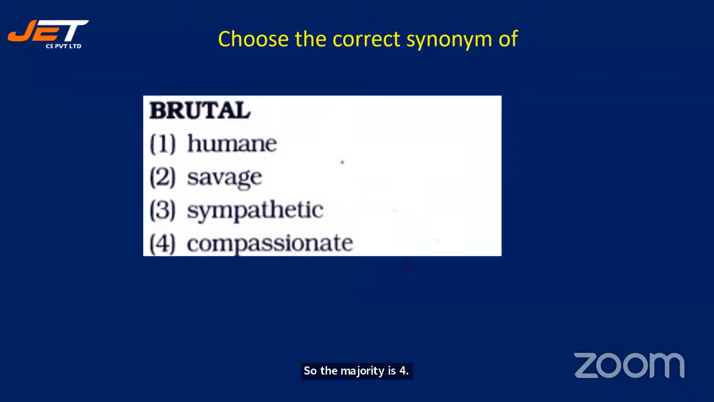All right. Now what is brutal? Have you heard of this? It's a brutal death. Have you heard in movies? All right. So you need to give me the synonym of this. Is it humane? Is it savage? Is it sympathetic? Or is it compassionate?